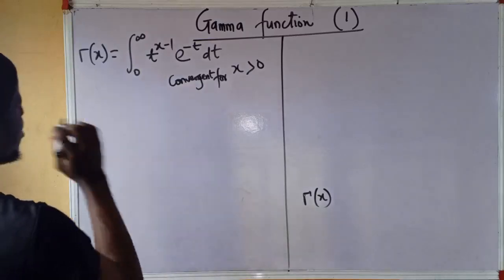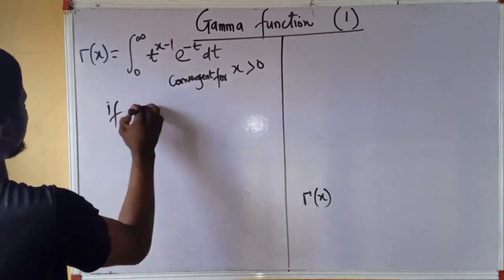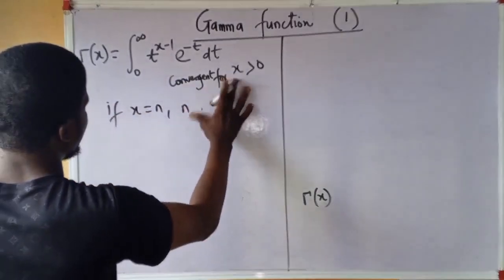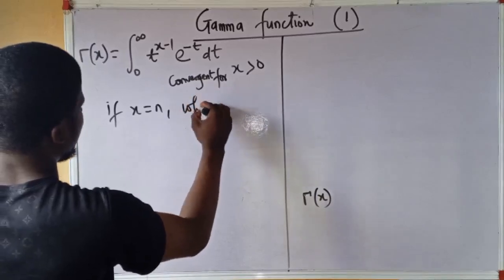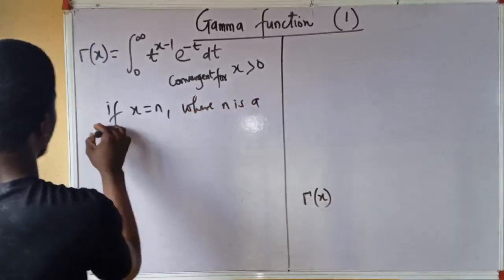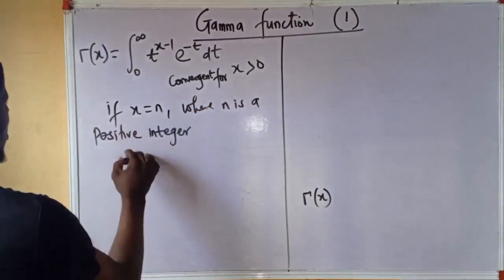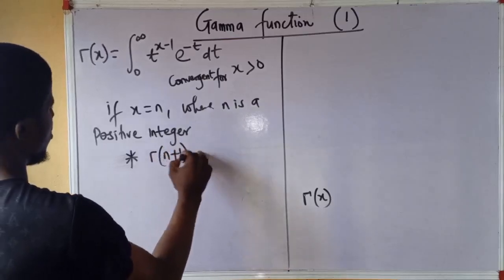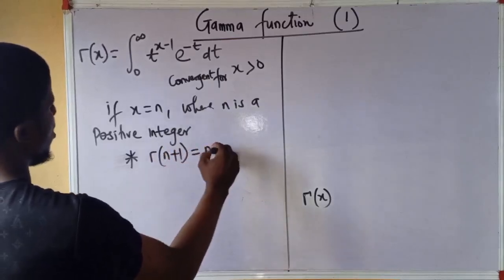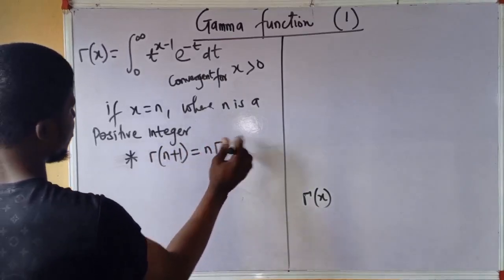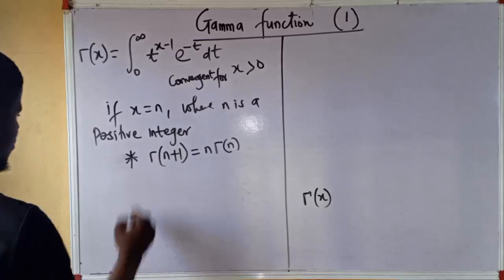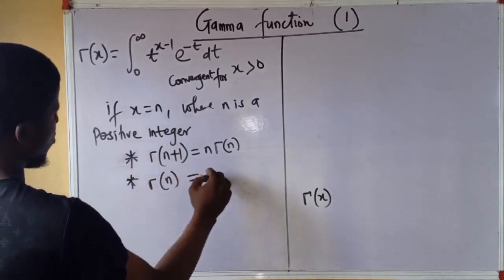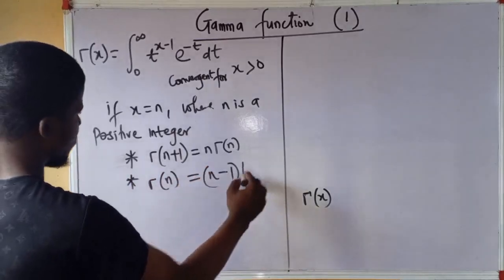Now, take note of this. If x is equal to n, where n is a positive integer, then we have the following. Gamma of n plus 1 is equal to n gamma of n. That's 1. Gamma of n is equal to n minus 1 factorial.